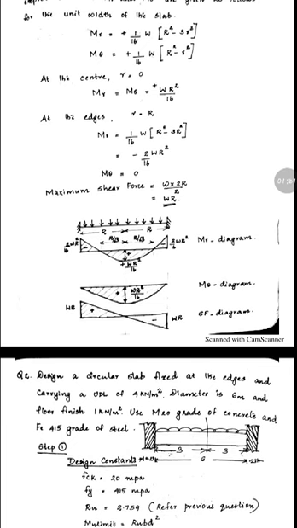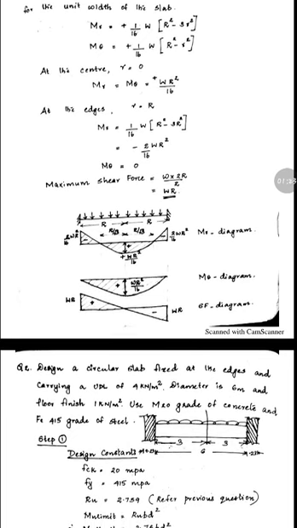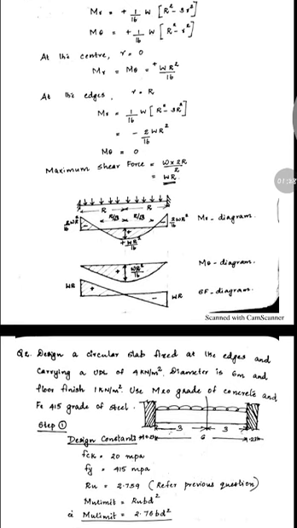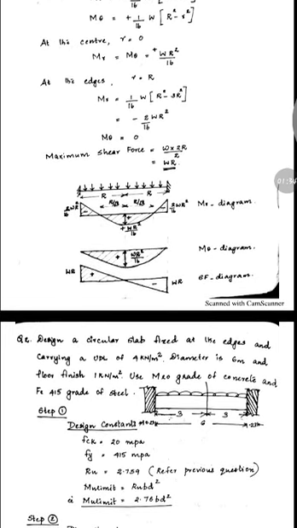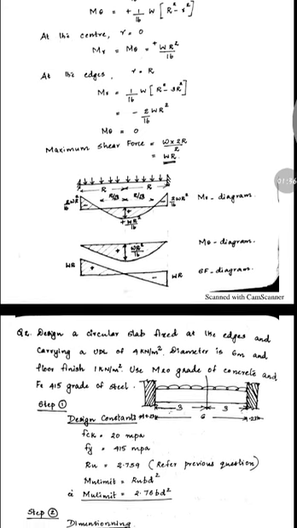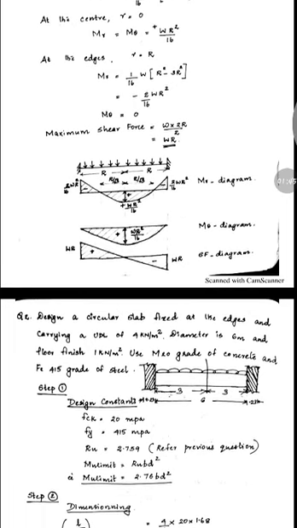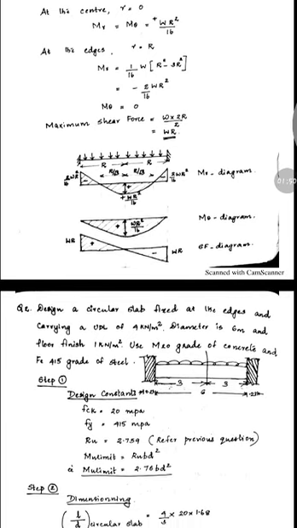Please remember the negative sign is only due to the moment being at the support. No need for considering the negative sign for design. And here at the edges M theta is equal to 0. You can see from the M theta diagram, M theta equal to 0. There is no positive M theta at the support, and the maximum shear force equal to W into R.